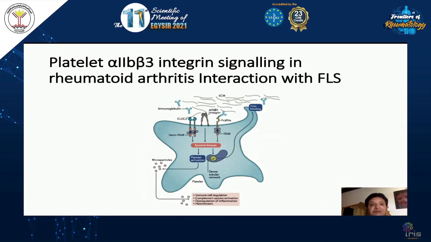Also the integrins, for example, the platelet alpha-2 beta-3 integrin. This signaling in rheumatoid arthritis will interact with the fibroblast-like synoviocytes. And here, the synoviocytes will be more active and will try to kill the cartilage.